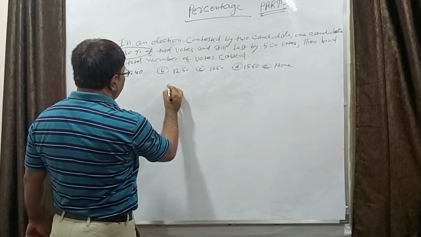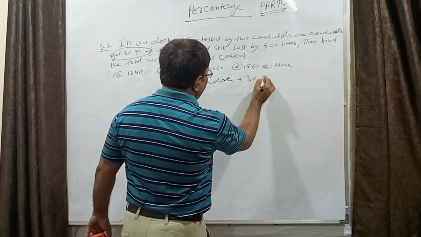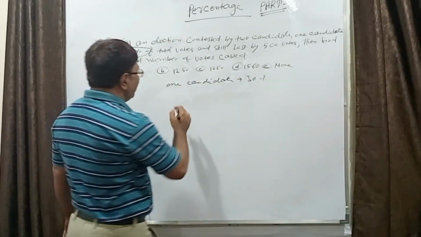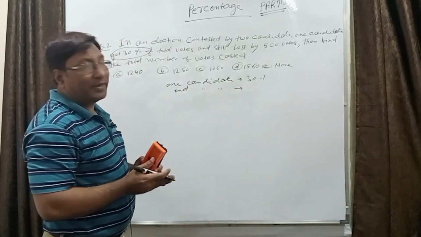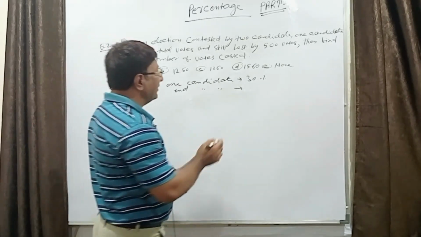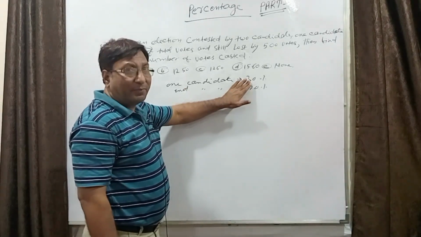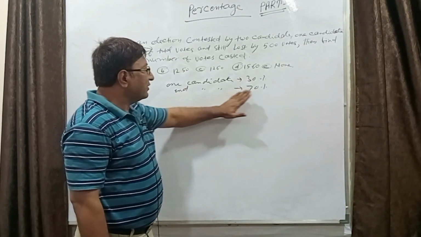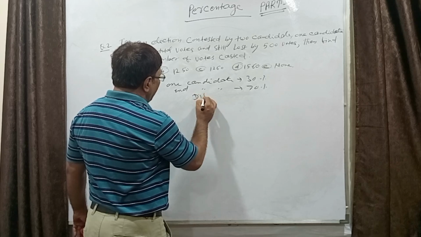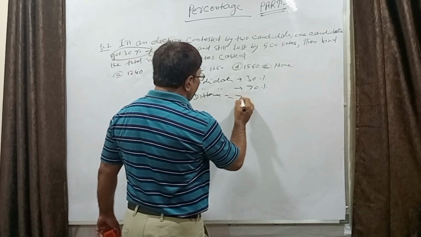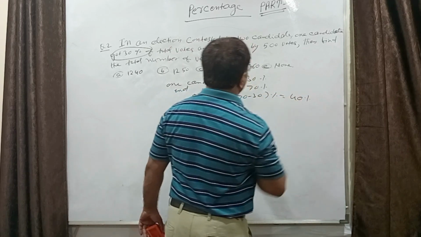30%. So if one candidate got 30%, then the second candidate will get 100 minus 30, that is 70%. Now you see, one candidate got 30% and the other candidate got 70%. So the difference is what? 40%. So the difference equals 70 minus 30%, this equals 40%.